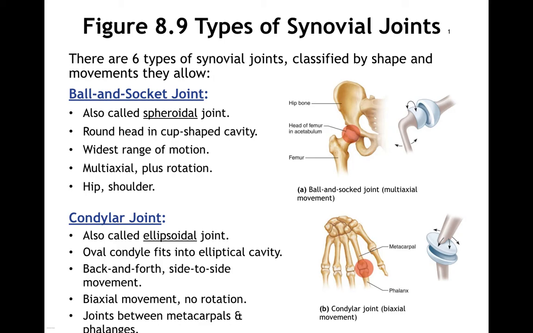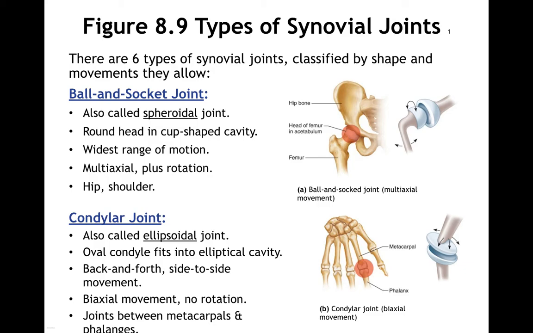So we have a ball and socket joint, which is also called a spheroidal joint, although I've never heard that term used. It's a round head in a cup-shaped cavity. It has the widest range of motion. It is multi-axial, and it allows for rotation. We find it in the hip and in the shoulder. In the hip, the socket is quite deep. In the shoulder, it is quite shallow, which is why it's easier to dislocate the shoulder than the hip.